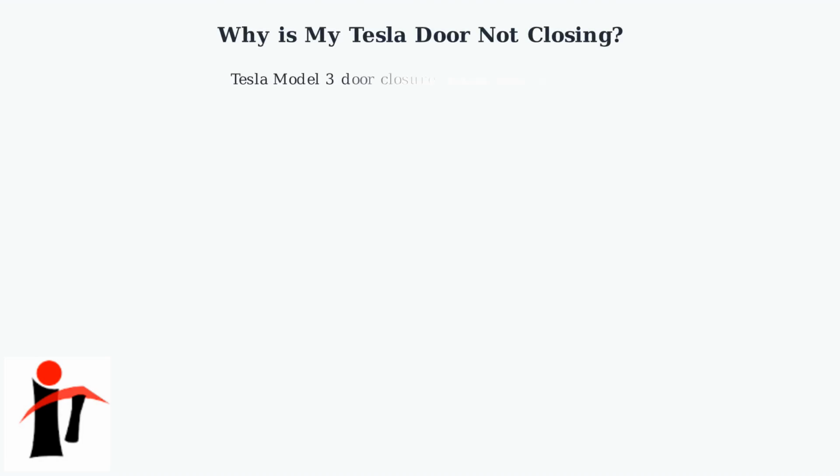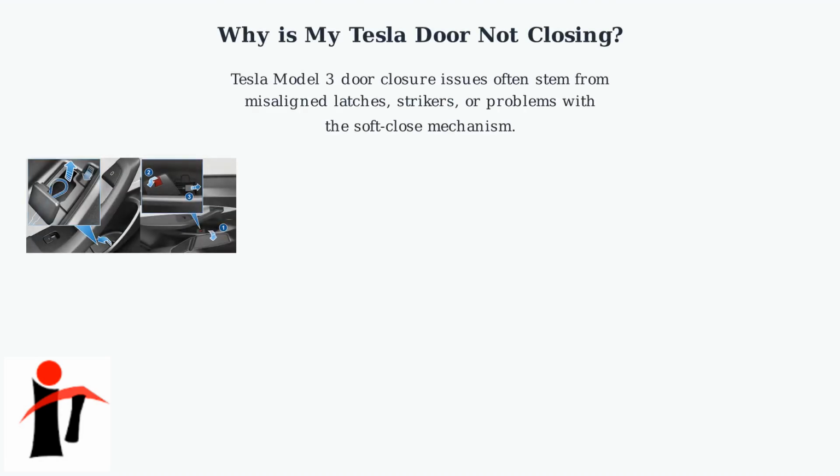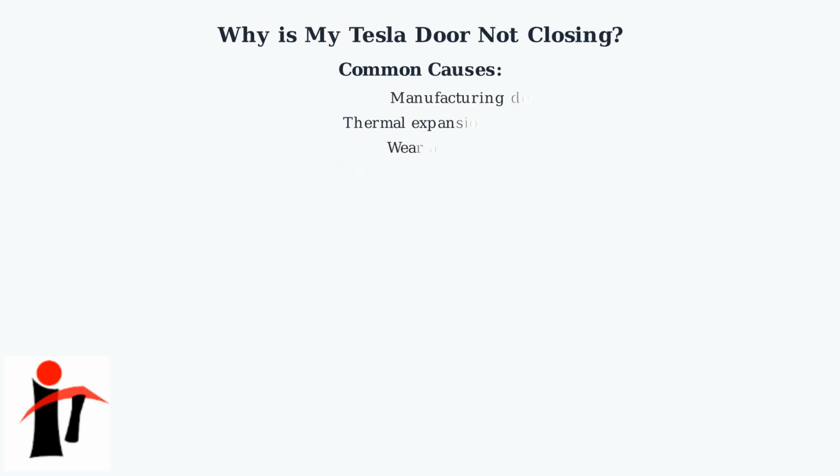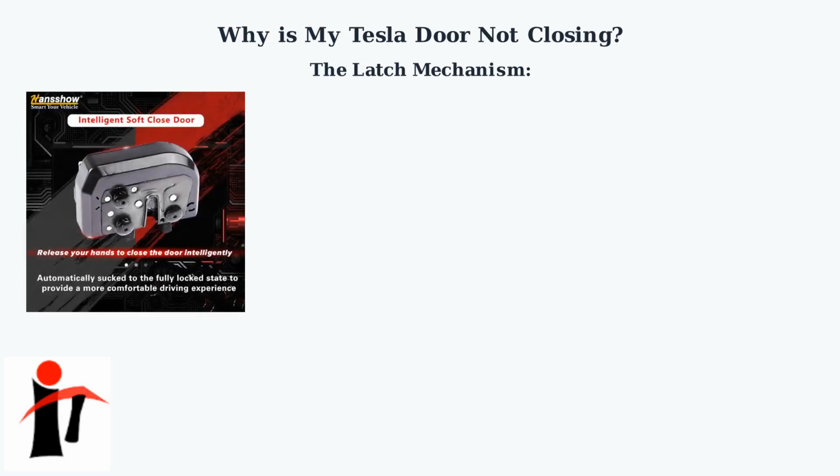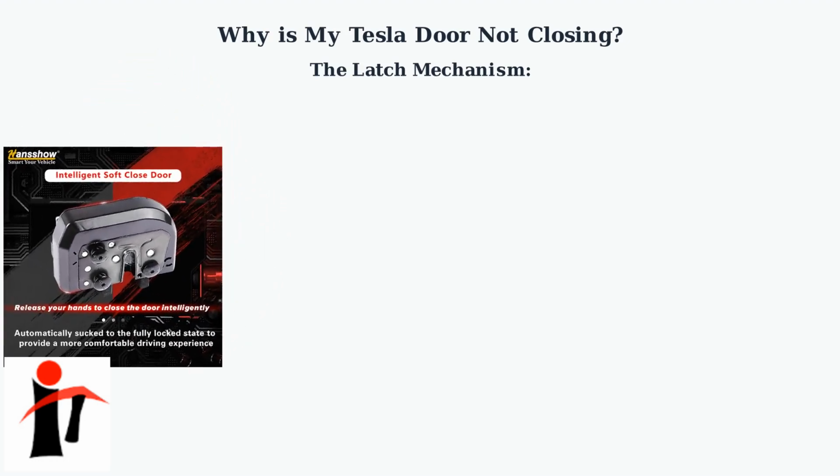Tesla Model 3 door closure issues often stem from misaligned latches, strikers, or problems with the soft close mechanism. These issues can prevent the door from securely latching. Several factors contribute to these problems, including manufacturing defects, thermal expansion, especially in cold climates, wear and tear, and even software glitches affecting the soft close actuator. Understanding these root causes is the first step to finding a solution.